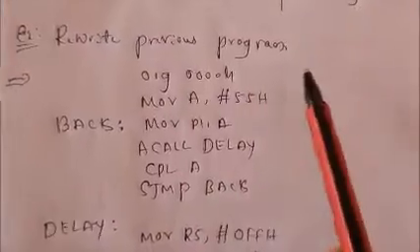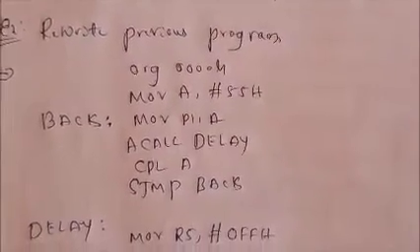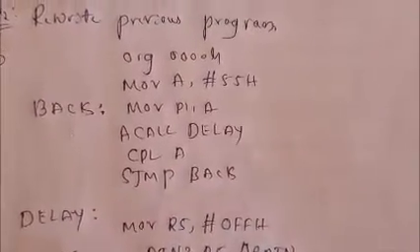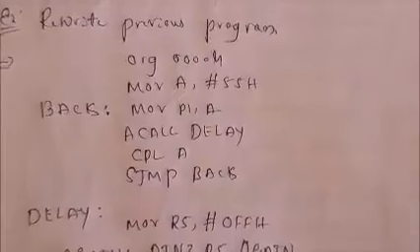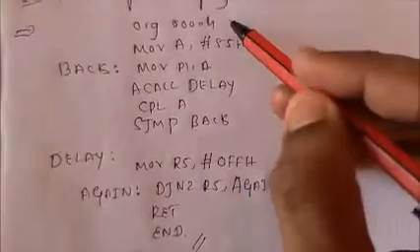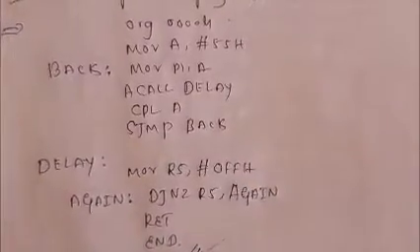Rewrite the previous program. In the previous program we were toggling the P1 port by sending the values 55H and AAH. So how do we minimize this program? Let me start. This is the same: ORG 40H, and the last one is END. In between I am going to write my program.